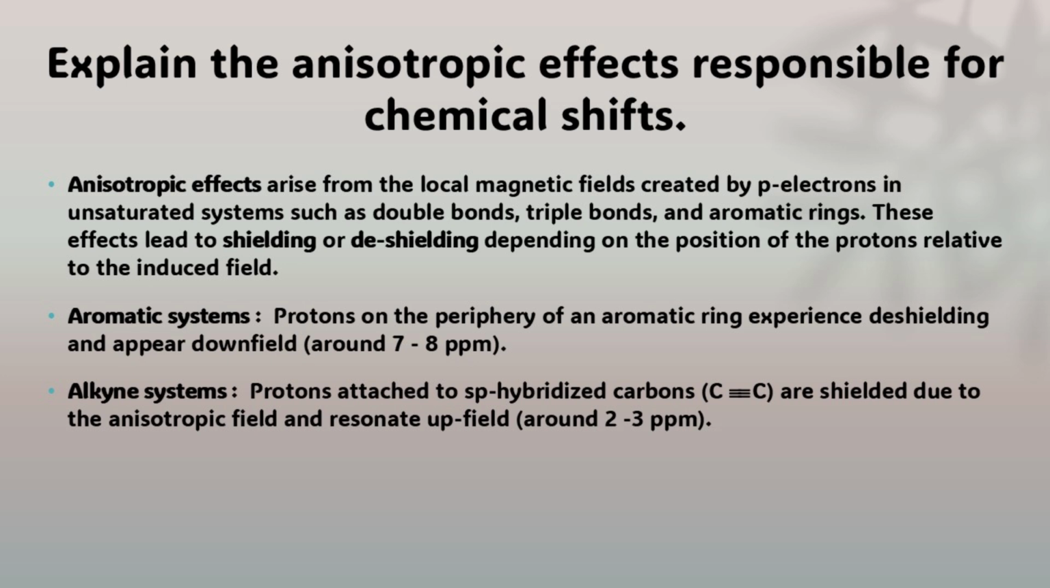the induced field. Aromatic systems: protons on the periphery of an aromatic ring experience deshielding and appear downfield around 7 to 8 ppm. Alkyne systems: protons attached to sp hybridized carbons, C triple bond C, are shielded due to the anisotropic field and resonate upfield around 2-3 ppm.